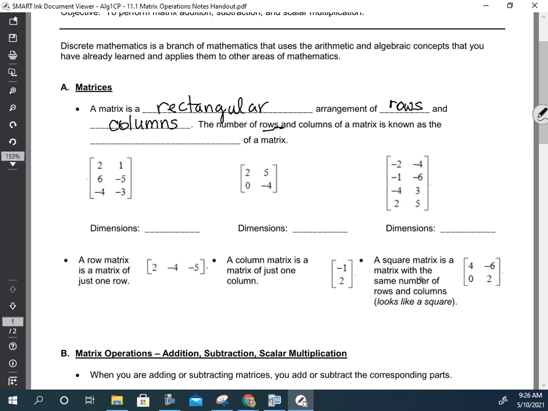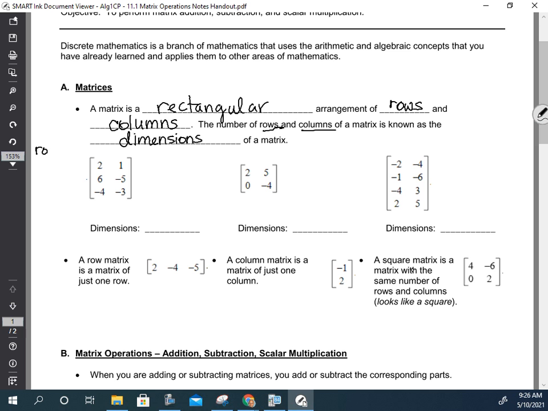The number of rows and the number of columns a matrix has are known as its dimensions. For example, think of measuring your room. If your room is 10 feet long and 16 feet wide, those are the dimensions of the room. Just like that, a matrix has dimensions as well. Dimensions are the number of rows and the number of columns.